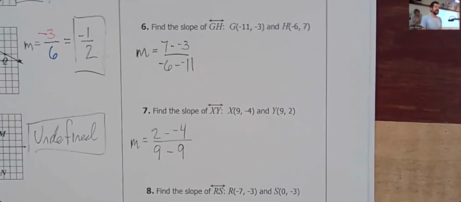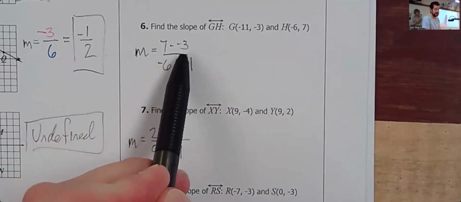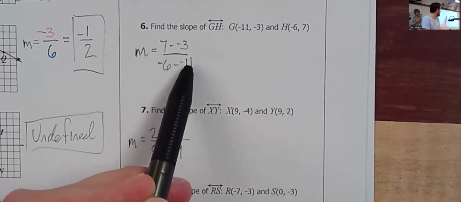Okay, let's take a look at number 6. In terms of what you should have written, I don't have an answer up there yet, but I've got them plugged in. So y2 minus y1 should be 7 minus -3. And then x2 minus x1 should be -6 minus -11.